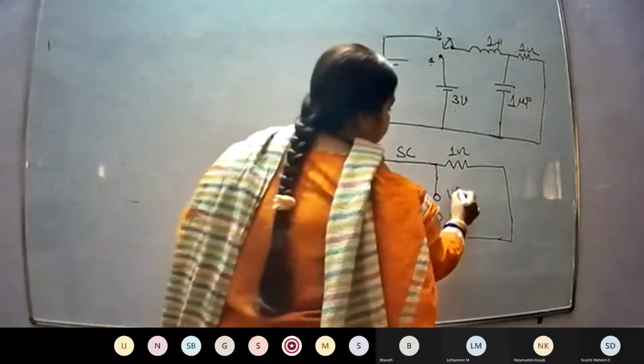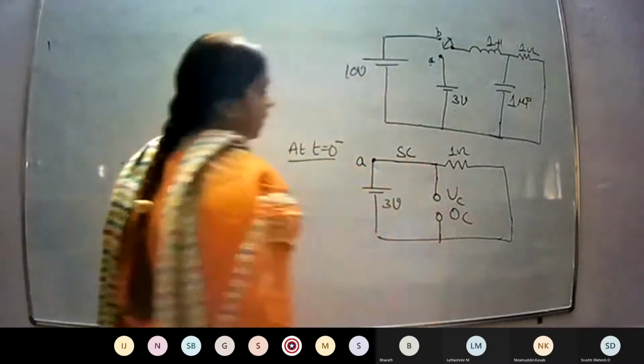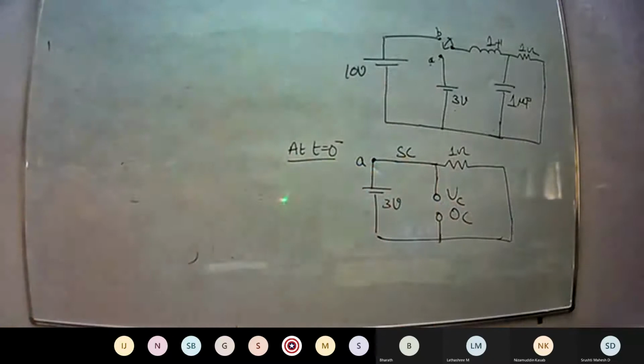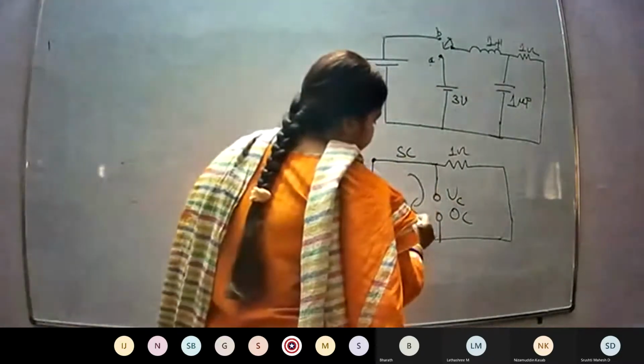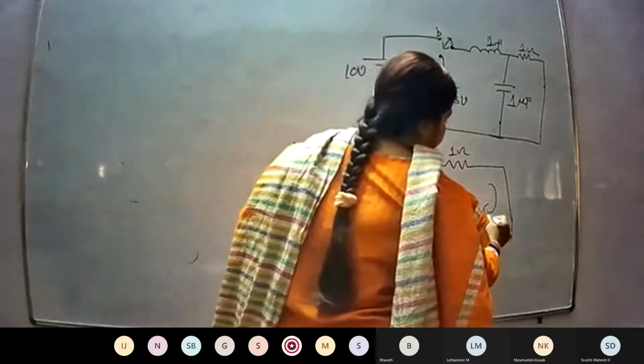So what will be the voltage across the capacitor? It's nothing but the 3 volts. And what will be the current? Just take it as two loops here. Since there, take it as I1 and I2.